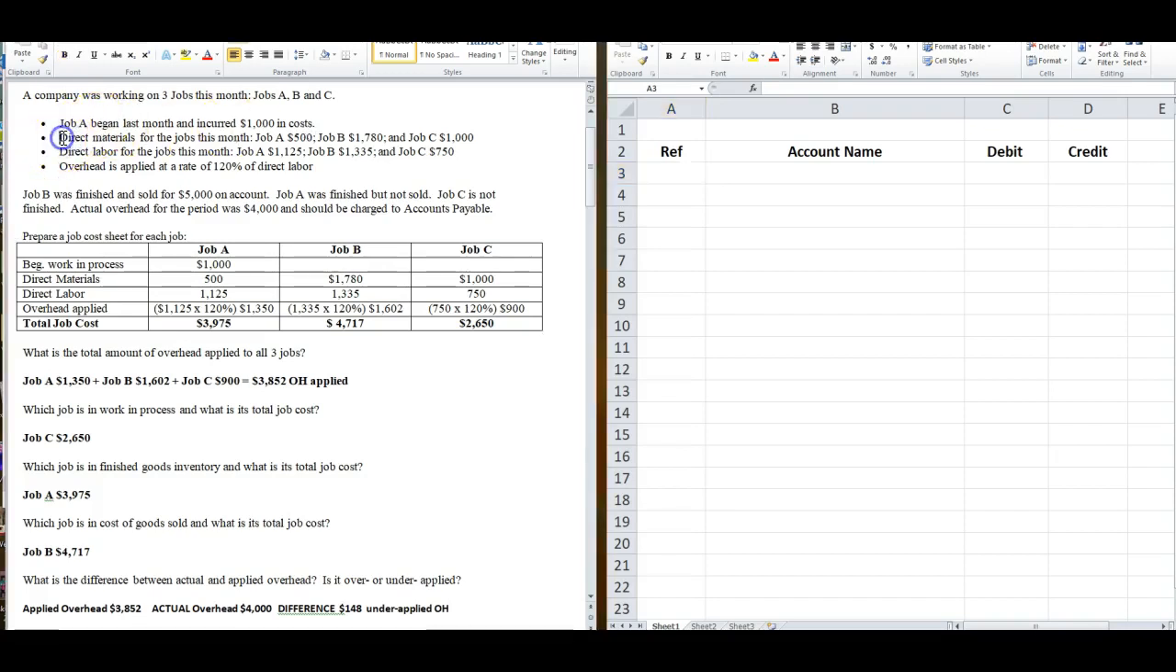We do need to do a journal entry for the direct materials. We said the direct materials were applied to the jobs as $500, $1,780, and $1,000. So we're going to call this journal entry 1. In journal entry 1, we are going to debit work in process inventory. We're going to add the 3 different sets of direct materials, 500, 1780, and 1000 together, and we get 3,280.